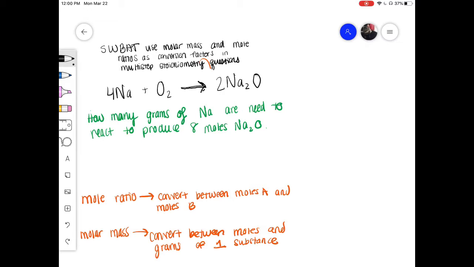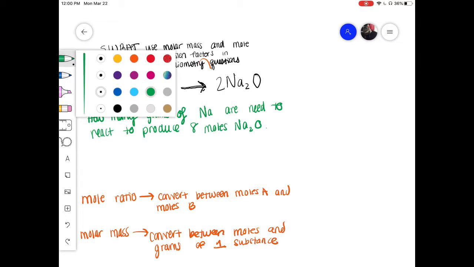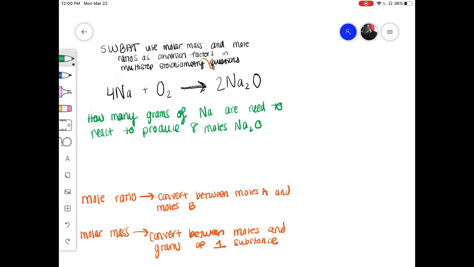And so our goal is that you will be able to use molar mass and mole ratios as conversion factors in multi-step stoichiometry questions. Our equation is 4Na plus O2 makes 2Na2O. And our question is how many grams of Na are needed to react to produce 8 moles of Na2O?